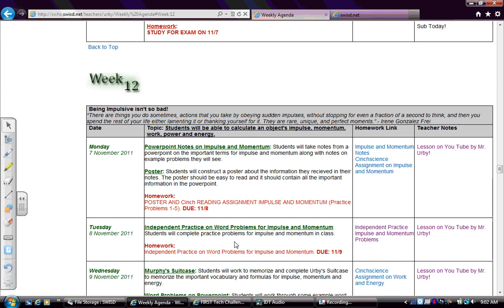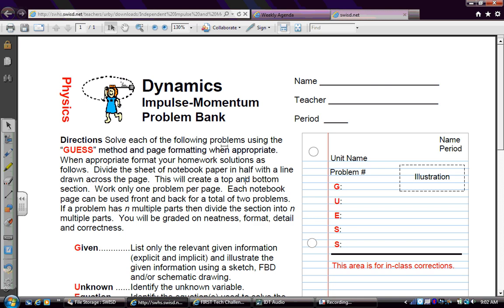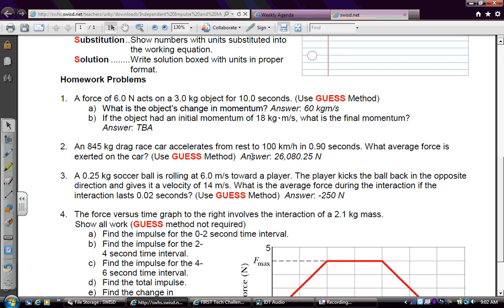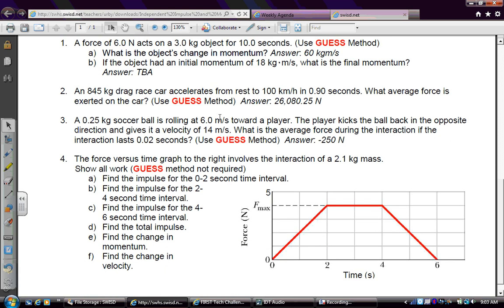I'll be asking you to refer back to those equations to make sure that you are using the appropriate equation for each problem. You'll notice that over here we have the link and you can click on that, and it'll take you to the homework assignment. There's a refresher on how to do the guess method up at the top, and then you have the 4 word problems at the bottom.